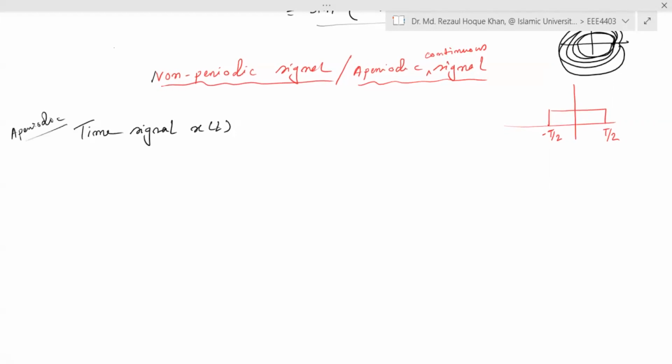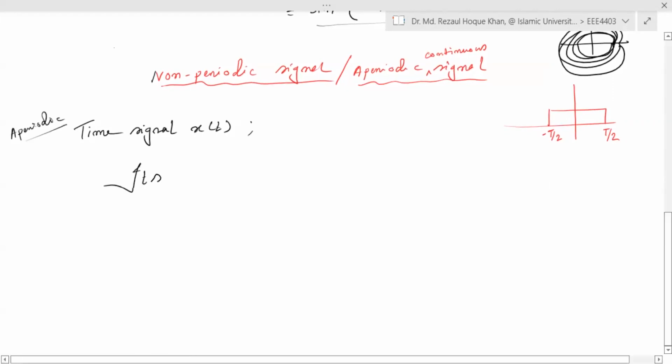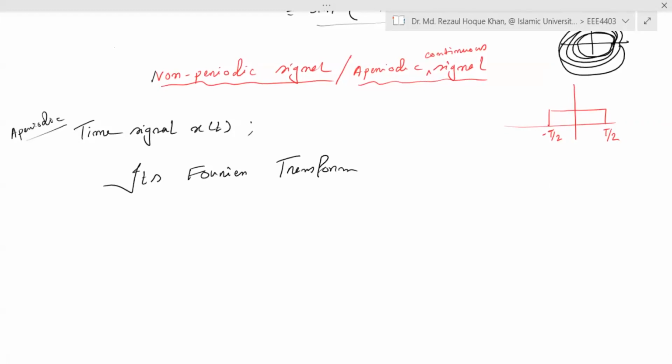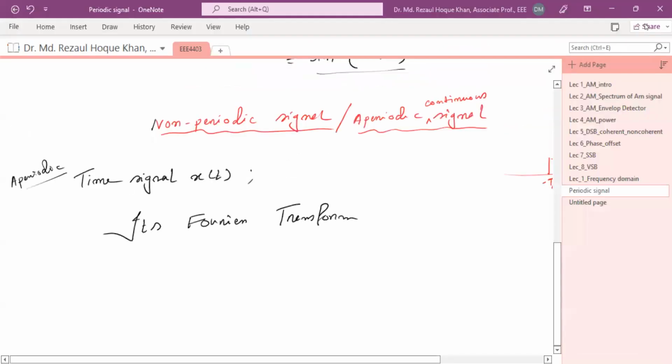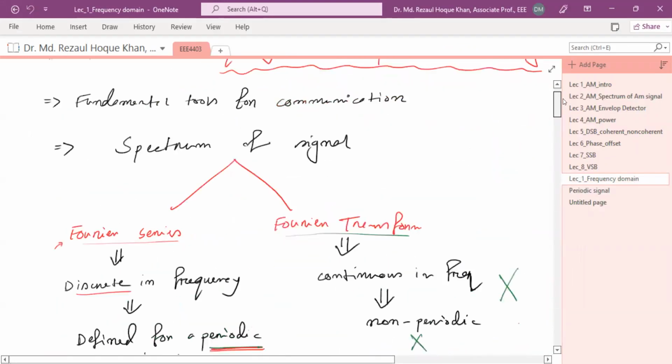Let's say an aperiodic time signal x(t). So what is its Fourier transform? In this frequency domain representation, if you remember this lecture, we say that the spectrum of a signal, meaning the frequency representation of a signal, is called the spectrum of the signal. We actually have two different representations: one is the Fourier series and another is the Fourier transform. That part we will describe here.